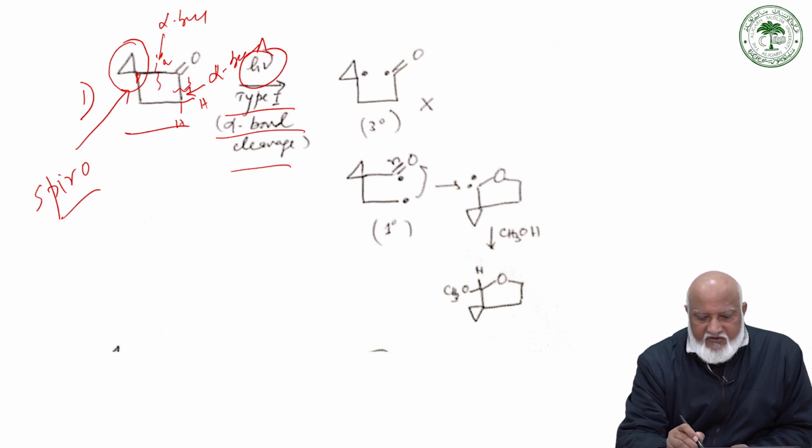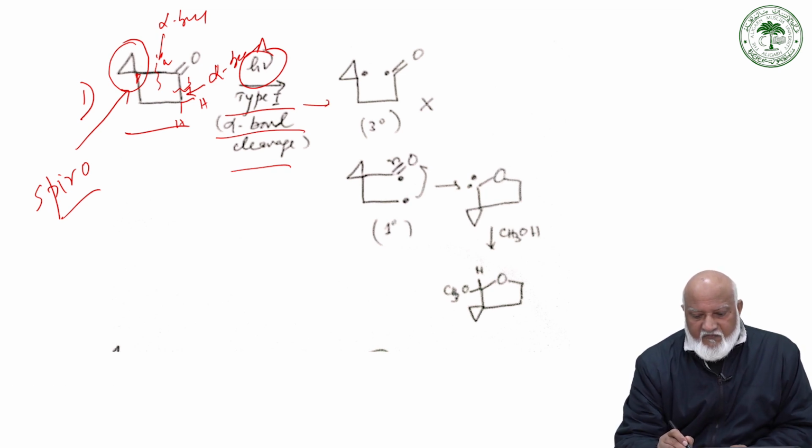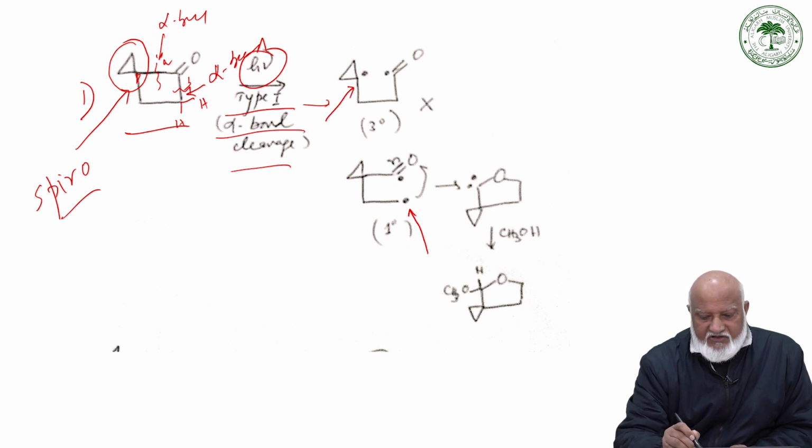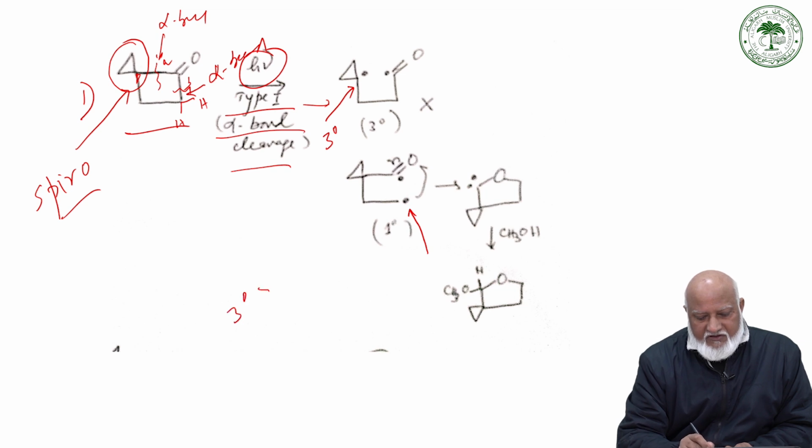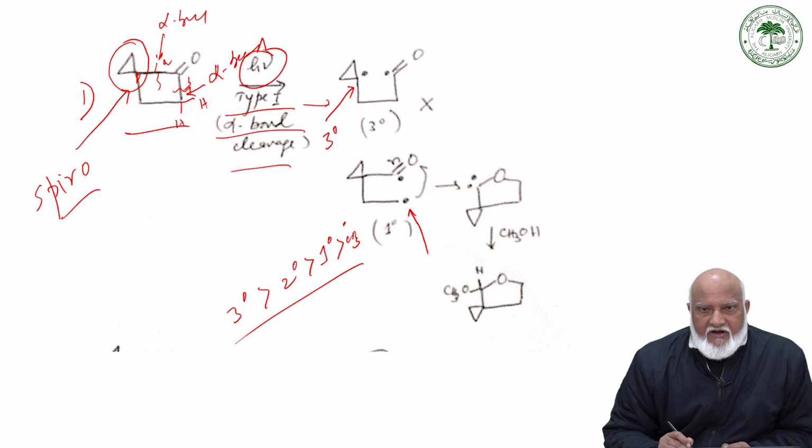The cleavage of A is going to give you this, and the cleavage of B is going to give this. So we see this is a primary carbon, and this is a tertiary carbon. According to our earlier assumption, we know that the order of stability of radicals is tertiary more stable than secondary, then more stable than primary, and then more stable than CH3 radical. This is the order of stability of radicals.